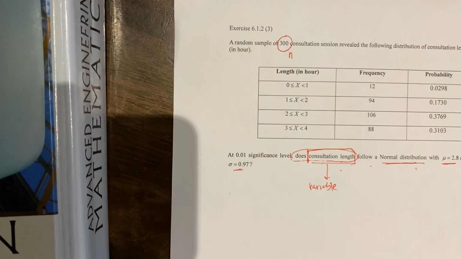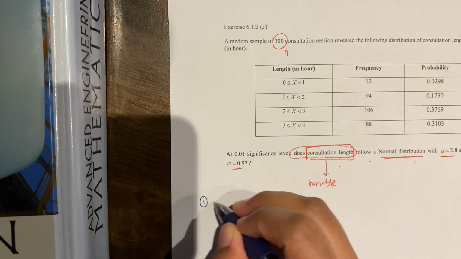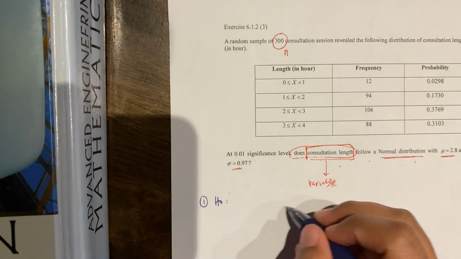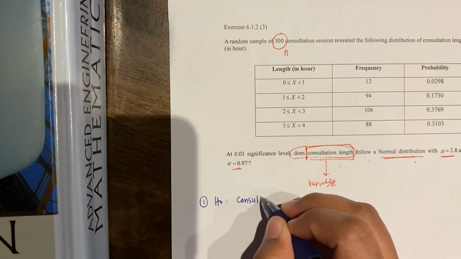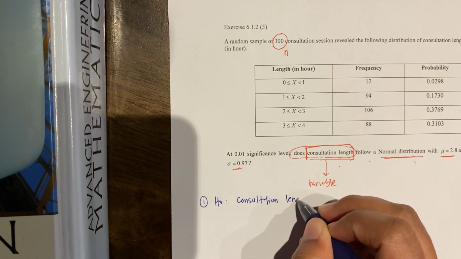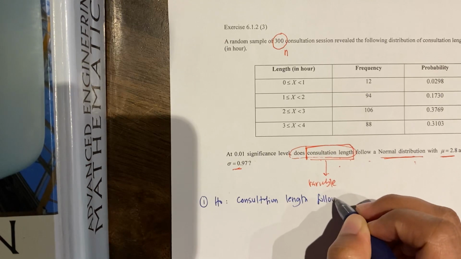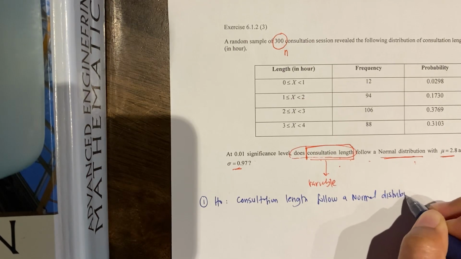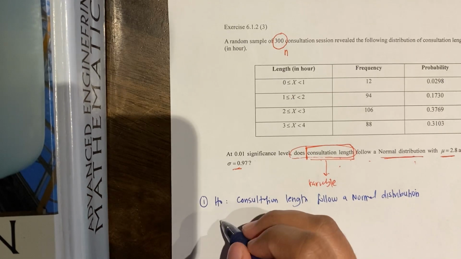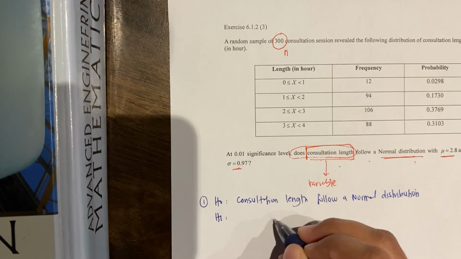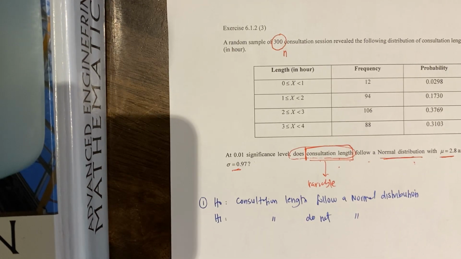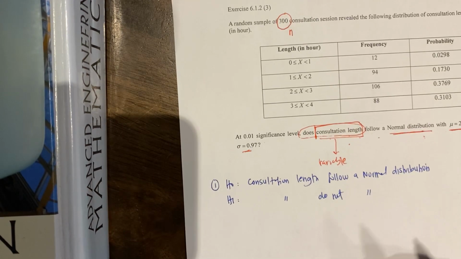Okay, so we start with step 1, H null. Consultation length follows a normal distribution. H1: consultation length does not follow a normal distribution. And the claim is not very important here, no need to state the claim.